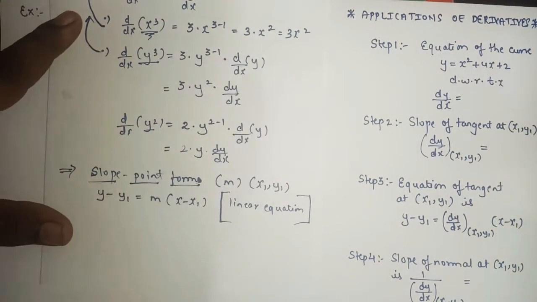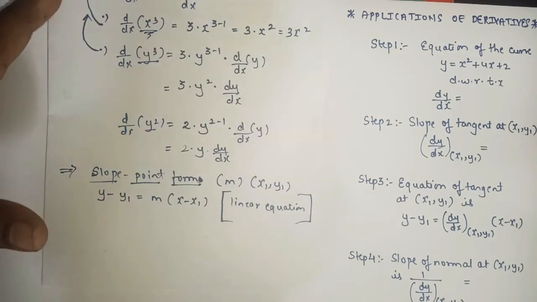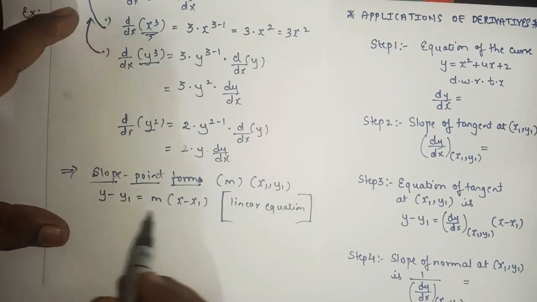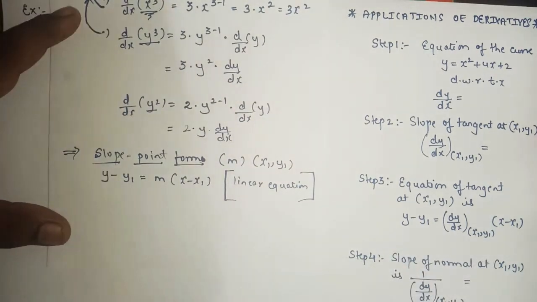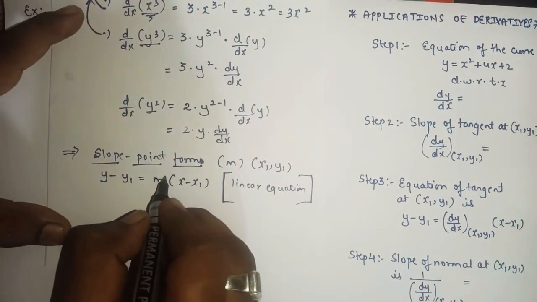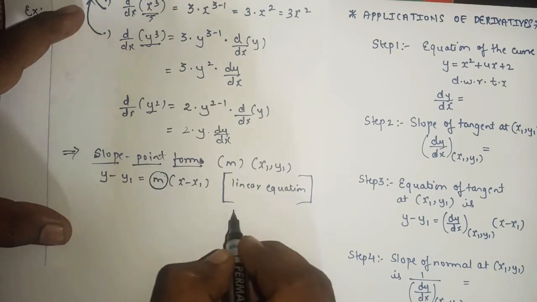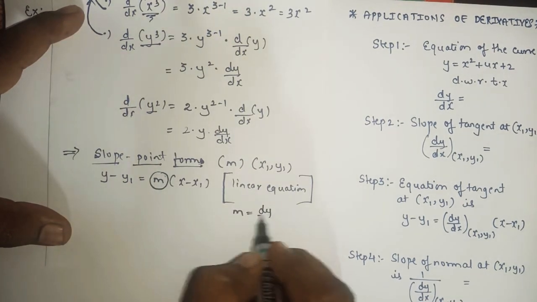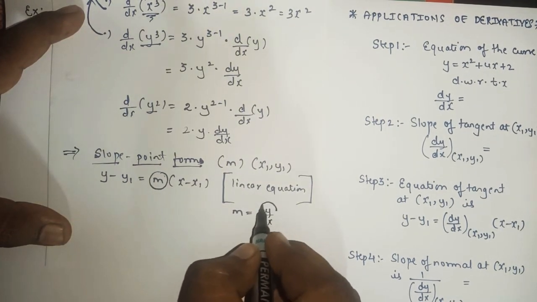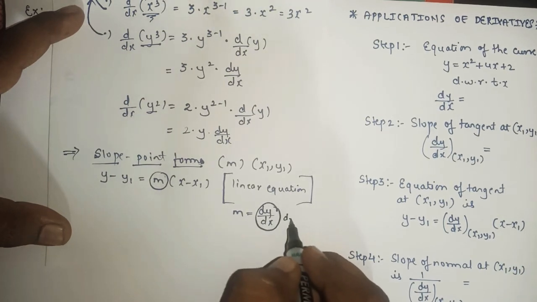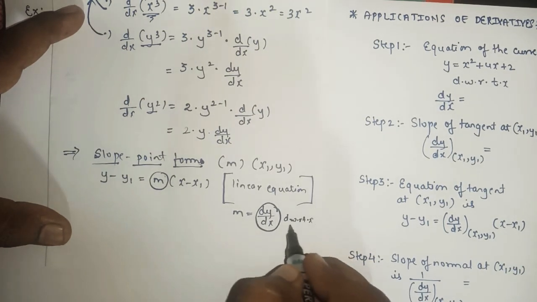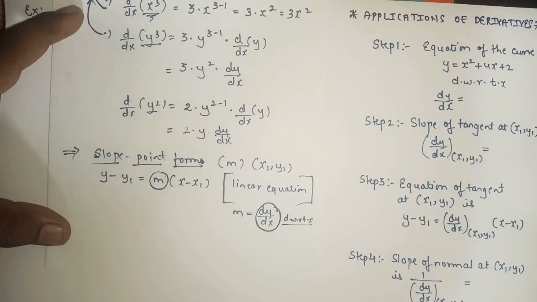Okay, so now what I want to explain here is that this was the formula from 10th standard. Here, just simply, m is replaced by dy by dx. So what is dy by dx here? It is the derivative with respect to x, we used to find the derivative with respect to x, yes or no?